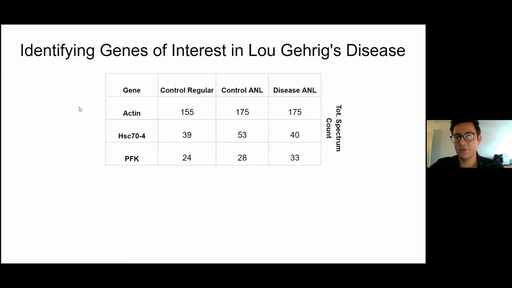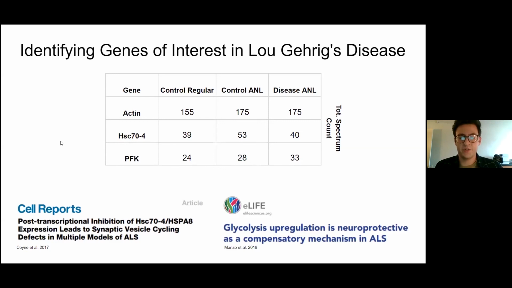We study Lou Gehrig's disease, or ALS, because, for reasons that aren't totally understood, motor neurons start to die in Lou Gehrig's disease. And we see in our disease model fly that a couple of genes associated with ALS, such as this HSC70-4 gene or phosphofructokinase, are expressed differently at the synapse compared to a control fly. What's exciting is that we've actually previously published papers specifically about these 2 gene targets.